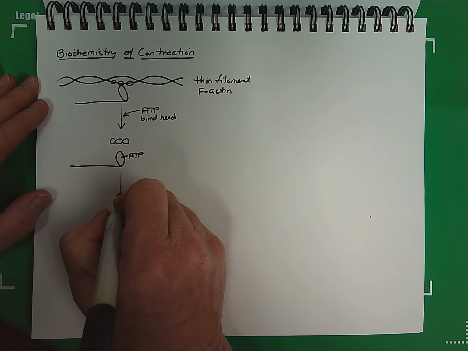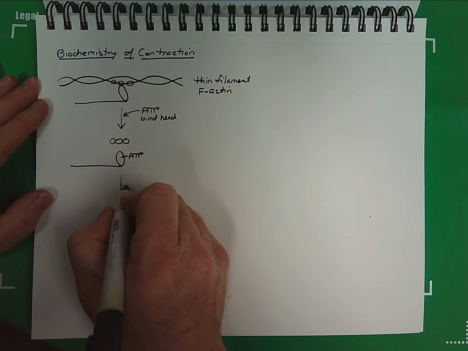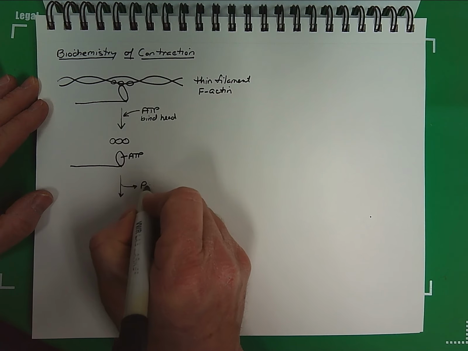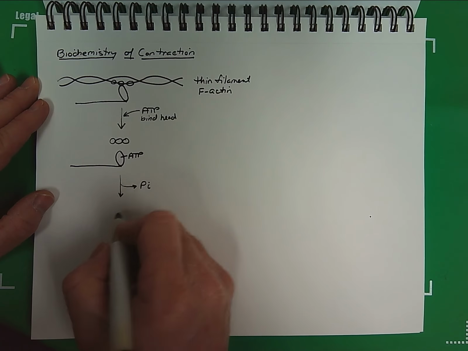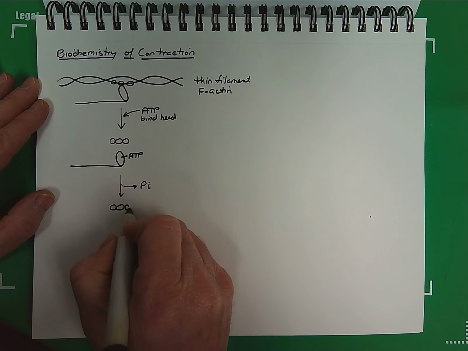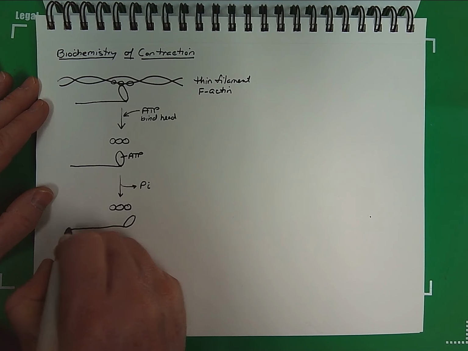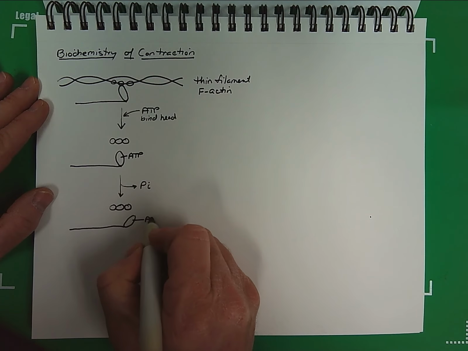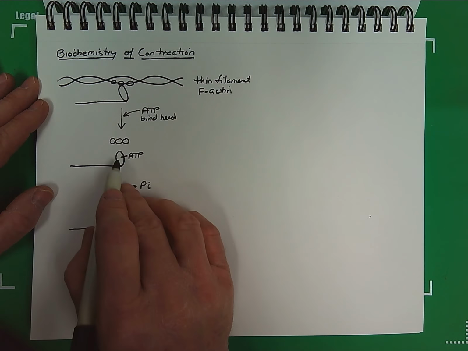The next step of the reaction is the hydrolysis of ATP. The hydrolysis of ATP will release inorganic phosphate. What this essentially does is it causes a conformational change in the myosin head group. The ADP remains bound to the myosin head. But notice we have a conformational change.